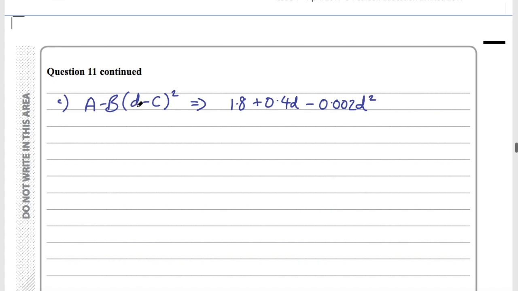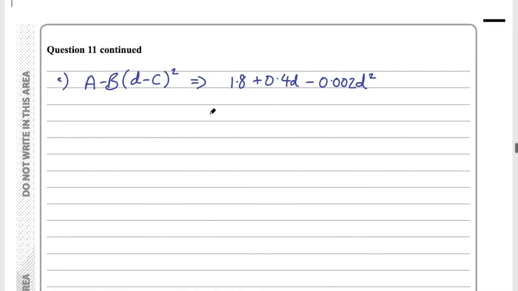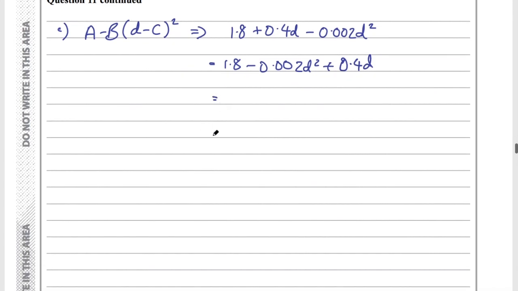So clearly we're going to have to factorize something. So let's say this equals 1.8, and I'm just going to write this minus 0.002 first, just because I find it easier personally. This is an extra step that clearly you don't have to do, but I find it easier. So just rearrange that slightly, and then on the next line I'm going to factorize out a 0.002 from both terms. So this is going to be 1.8, and a 0.002, if I take that out of this, I'm just left with d squared.